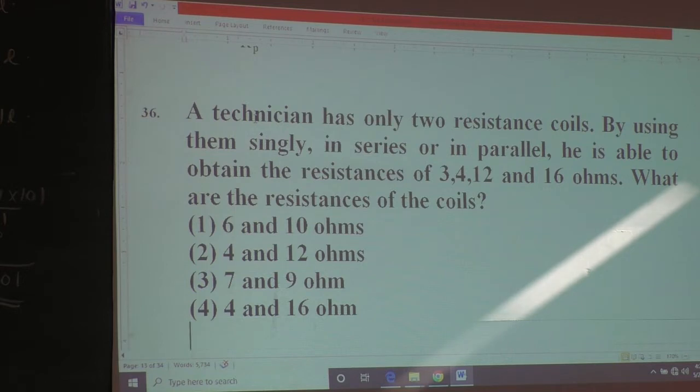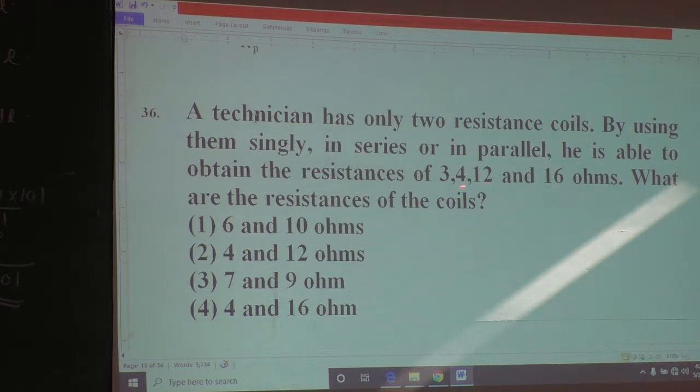He was able to obtain the resistances 3, 4, 12 and 16 ohms. What are the resistances? Suppose you have 2 resistances, R1 and R2. What are the ways in which you can use them? R1 only, R2 only, R1 plus R2, and another one is R1 R2 by R1 plus R2. In the theory, you know clearly that parallel combination gives least resistance, so this should be the parallel combination, 3 ohm, am I right? And series combination gives the most resistance, so this should be the series. When they are connected in series, this should be the answer. When they are connected in parallel, this should be the answer. Then what are the resistors? 4 and 12. This must be the answer. You need not calculate it at all.